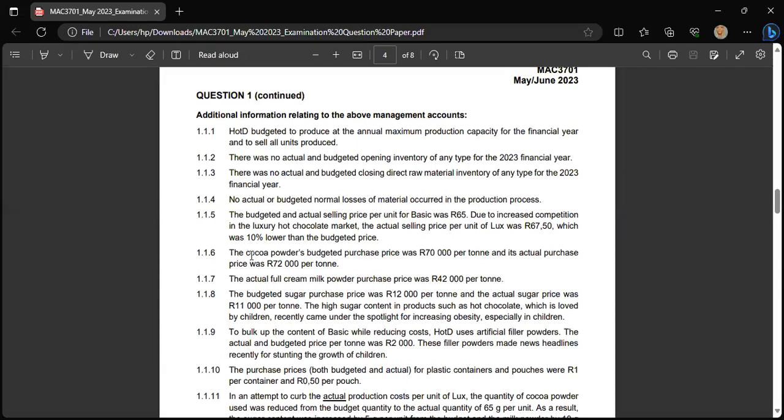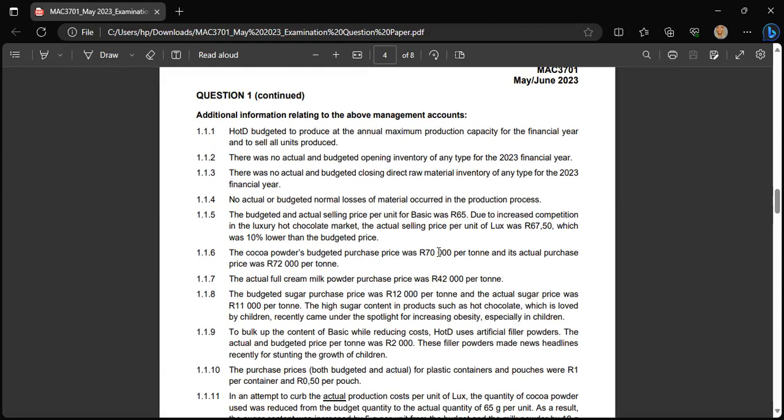All right, so the cocoa powder's budgeted purchase price was 70,000 per ton, and its actual purchase price was 72,000 per ton. So we are basically looking for the budgeted, right? The budgeted is what we want. But bear in mind that we need per unit, so we need to incorporate what we were talking about last time.